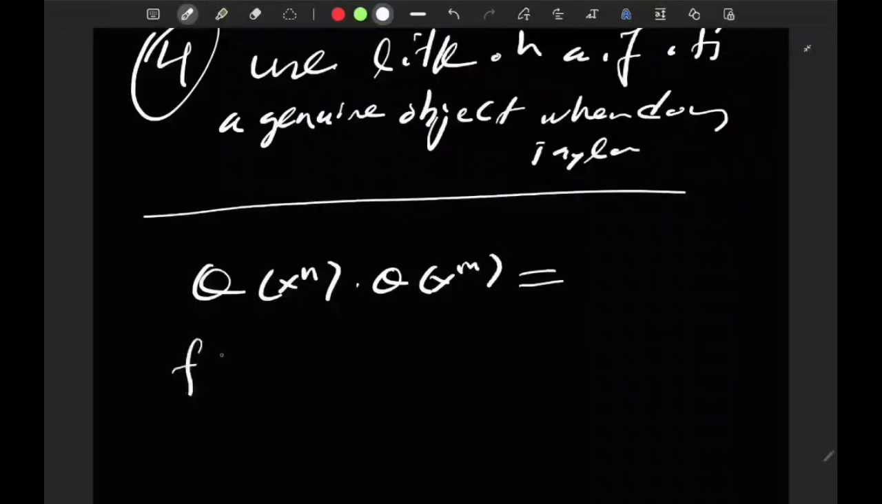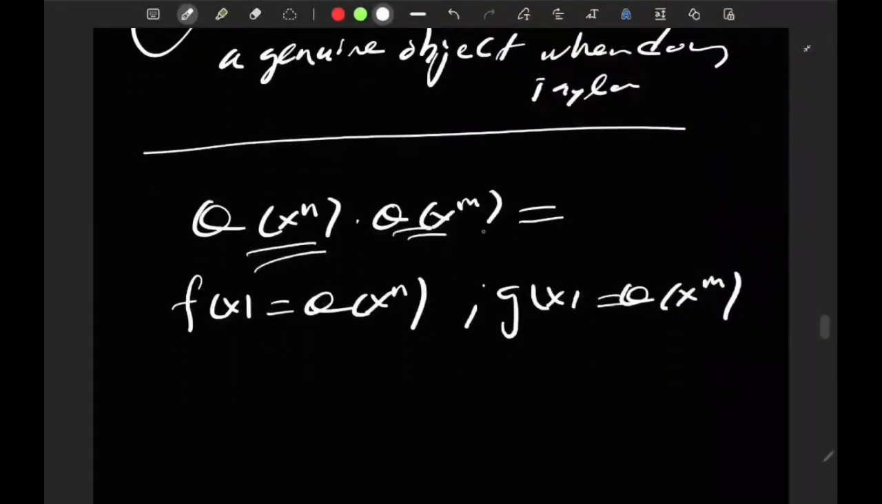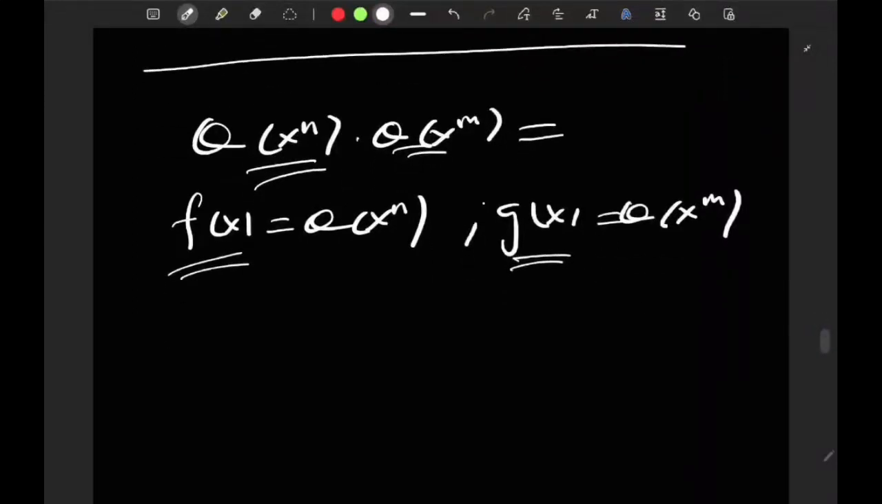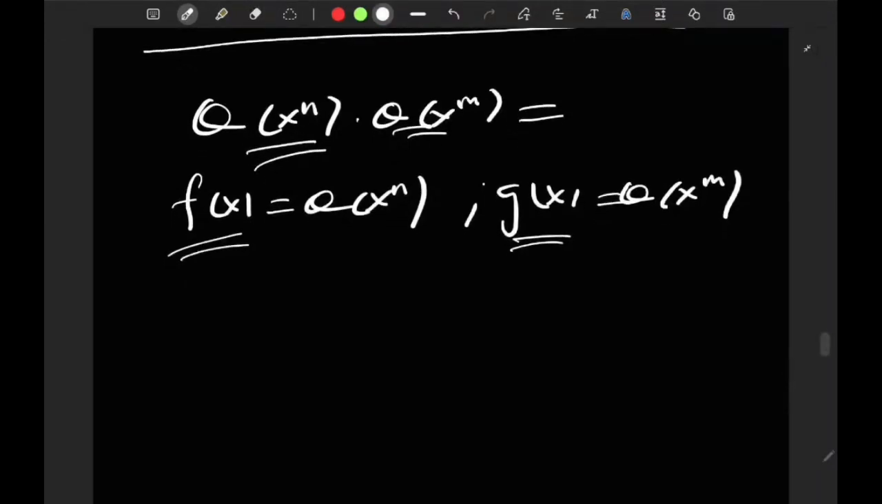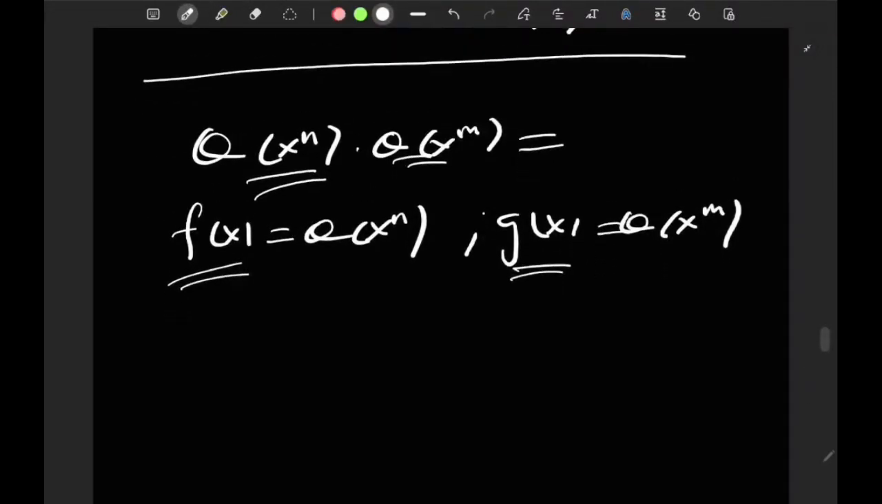So I'm saying there's a function f which is equal to little o of x to the n, and some function g which is equal to little o of x to the m. When I'm multiplying these two things, it's as if I'm multiplying f by g. This generally does not make sense unless you are inside the Hilbert space or the pre-Hilbert space, an inner product space, in which multiplication has some sort of meaning. But even then, it's not that straightforward.